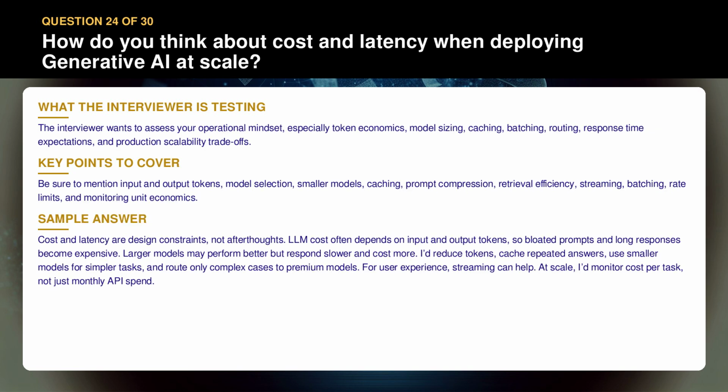Cost and latency are design constraints, not afterthoughts. LLM cost often depends on input and output tokens, so bloated prompts and long responses become expensive. Larger models may perform better, but respond slower and cost more. I'd reduce tokens, cache repeated answers, use smaller models for simpler tasks, and route only complex cases to premium models. For user experience, streaming can help. At scale, I'd monitor cost per task, not just monthly API spend.